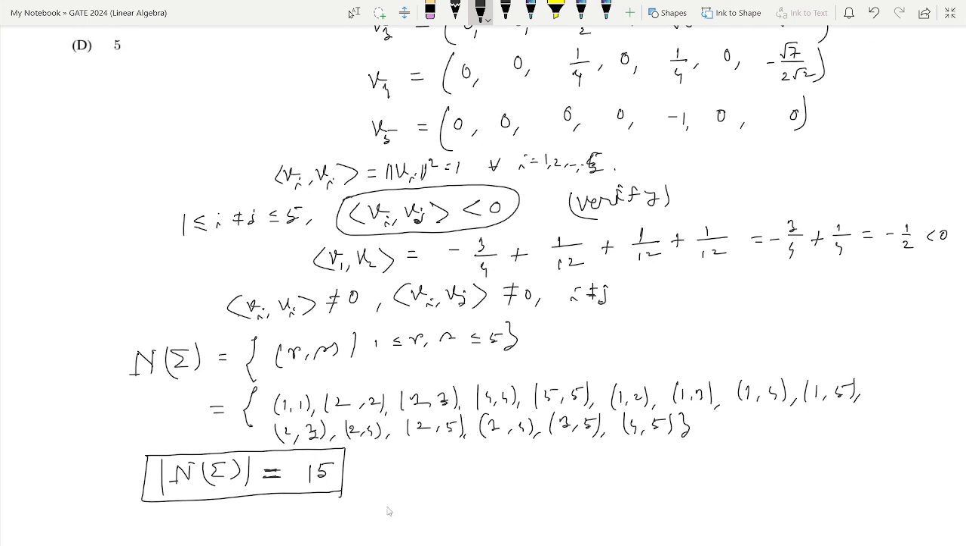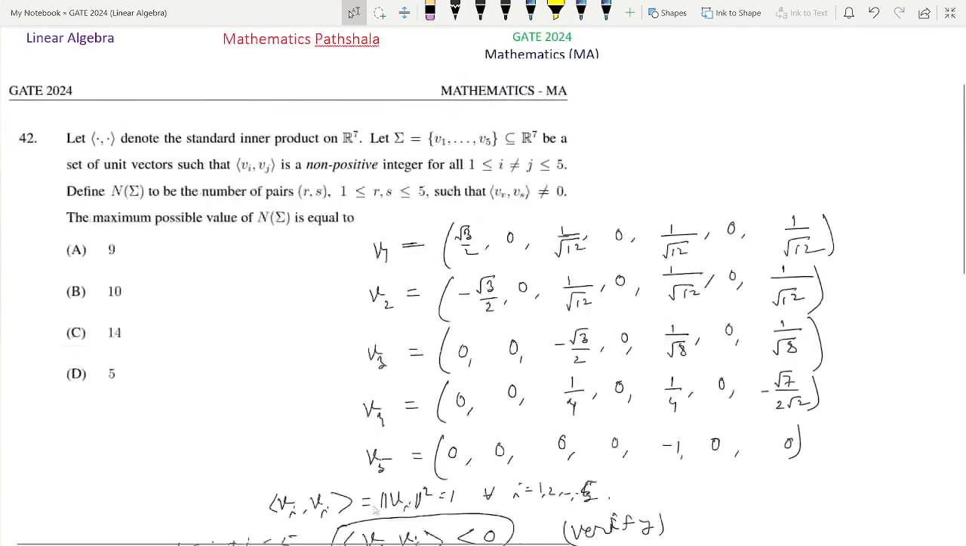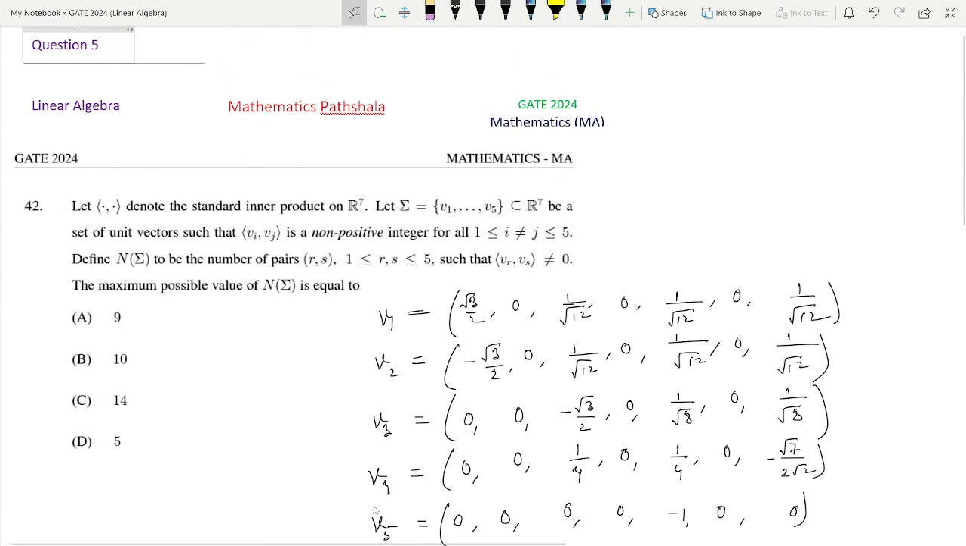So all such V_s not equal to 0 here, and for this we have taken all such r comma s. So n sigma cannot contain more than 15 elements because we have taken all such r comma s where r, s varies from 1 to 5. So this is the maximum possible value of this set n sigma. So here actually no option is correct, and the correct option is actually 15. So 15 is the correct option. So this is the solution of this problem.